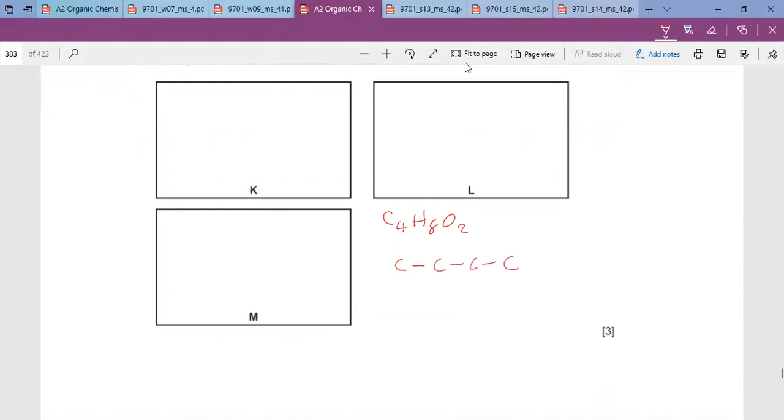Remember, it must have an aldehyde group, so it must be at the end. So there are 3 of them. Okay, actually I put here 1, 2, 3, 4. All of them must have this. 1, 2, 3, 4 must have this. 1, 2, 3, 4 must have this.